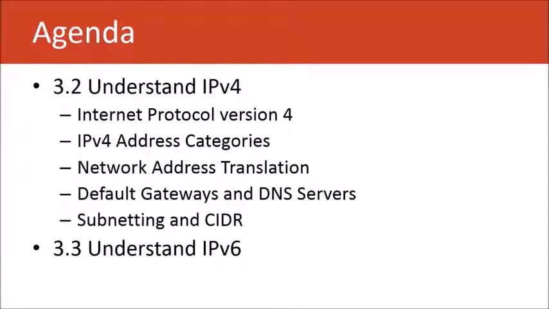All right, let's go and take a quick look at our agenda. We're going to cover 2 objectives today. First one, 3.2, understand IPv4. Within that, we're going to detail IP version 4, or IPv4. We're going to talk about the address categories for the protocol, talk about network address translation, and then move on to discuss default gateways and DNS servers, and then finally touch on subnetting and CIDR. Then lastly, we'll touch on IPv6 as a protocol, the eventual replacement for IPv4.